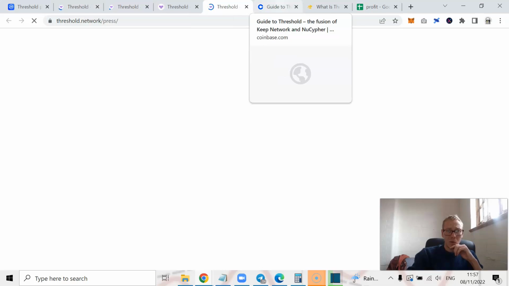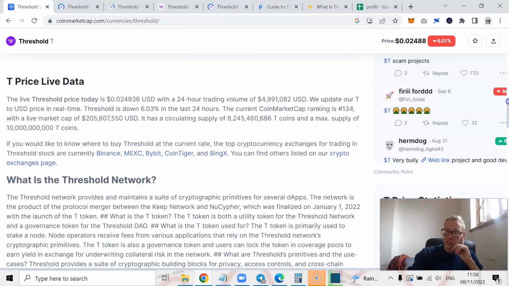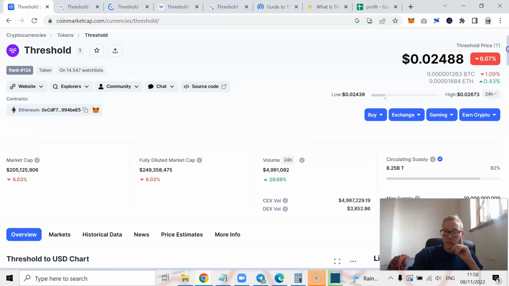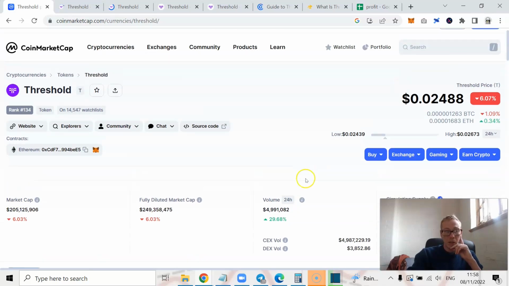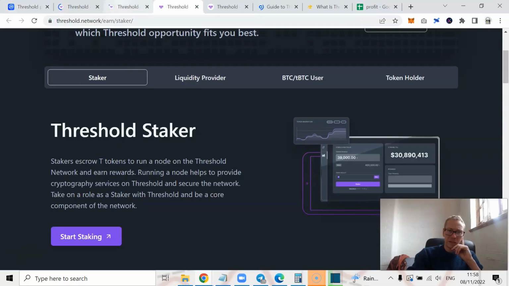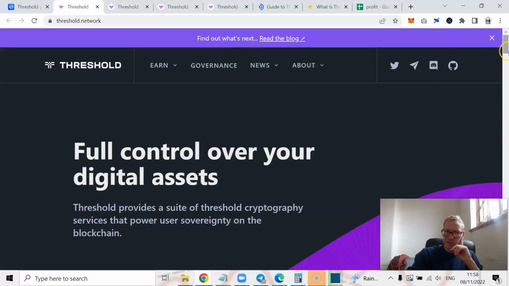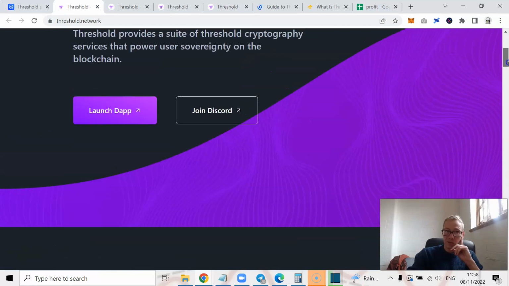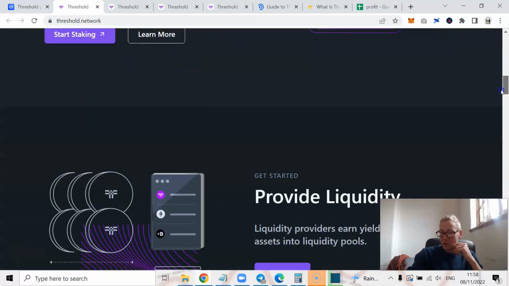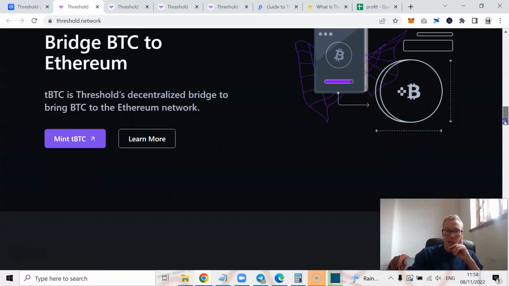And I'm quite intrigued to see how this gets on, because fundamentally it has massively gone under the radar. When you put into context how popular NewCypher were, how popular Keep Network was, only 14,000 people are paying attention to Threshold right now, which is surprising given everything that they are looking to do, which is effectively empower user sovereignty via privacy.